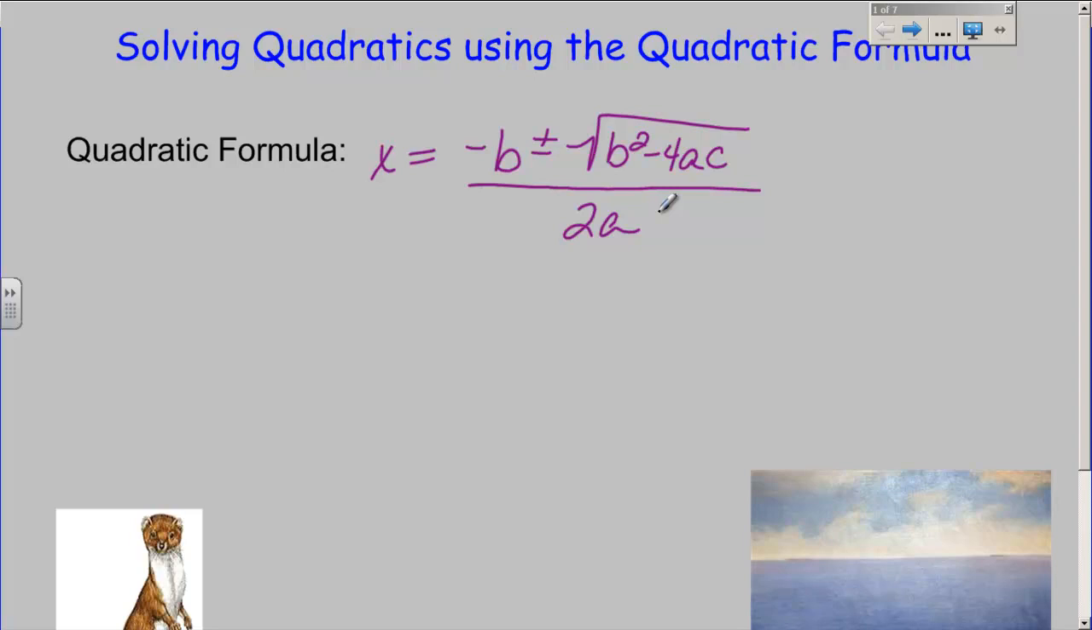I always love the all over 2a part because it helps me remember not to forget that part. But there you go. There's my singing for the year. That's all you get. No, I am no American Idol. But this is your quadratic formula.